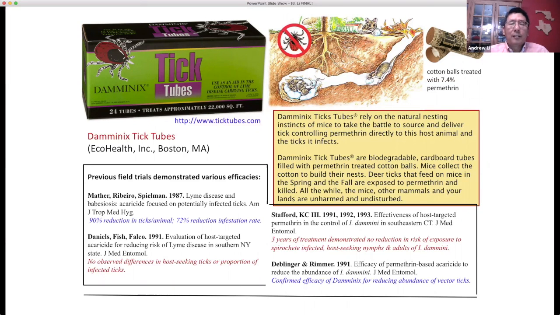Over the last 20 years, there have been a number of studies on the efficacy of the tick tube, but the results are conflicting. Some showed it worked quite well, reducing ticks on mice by 90%. But our study showed it's not working. So the results are inconsistent and conflicting, I'll say. Next slide, please.